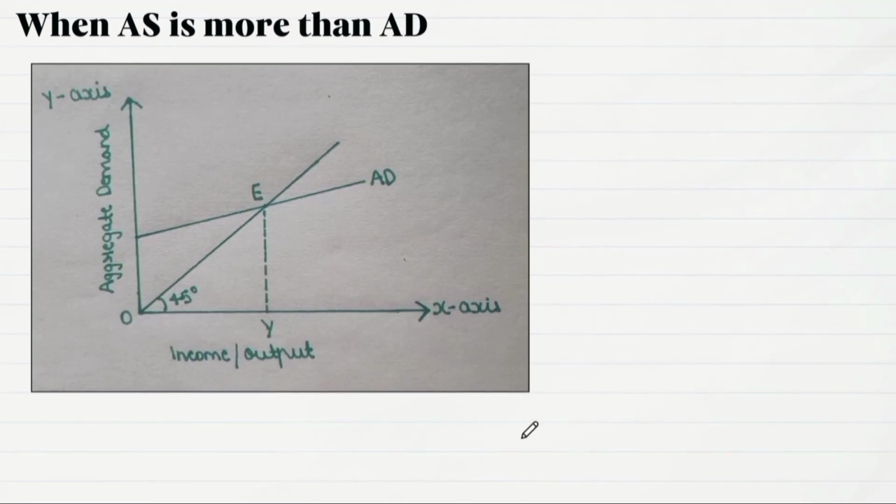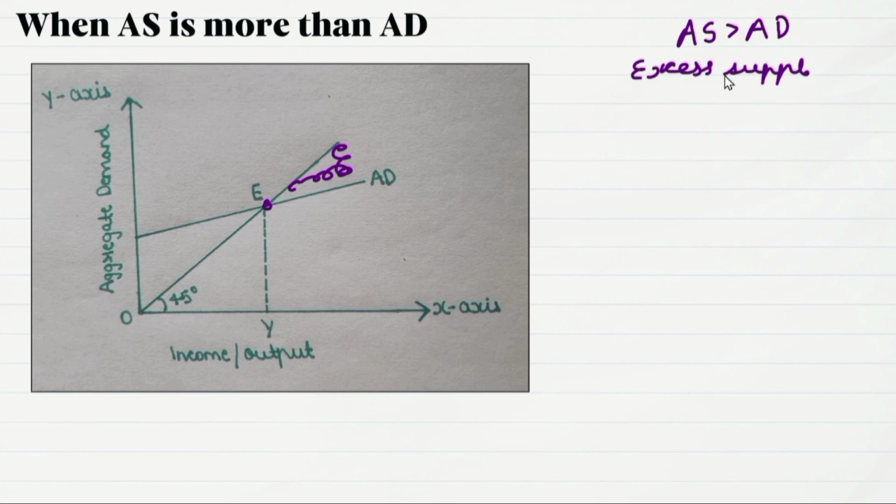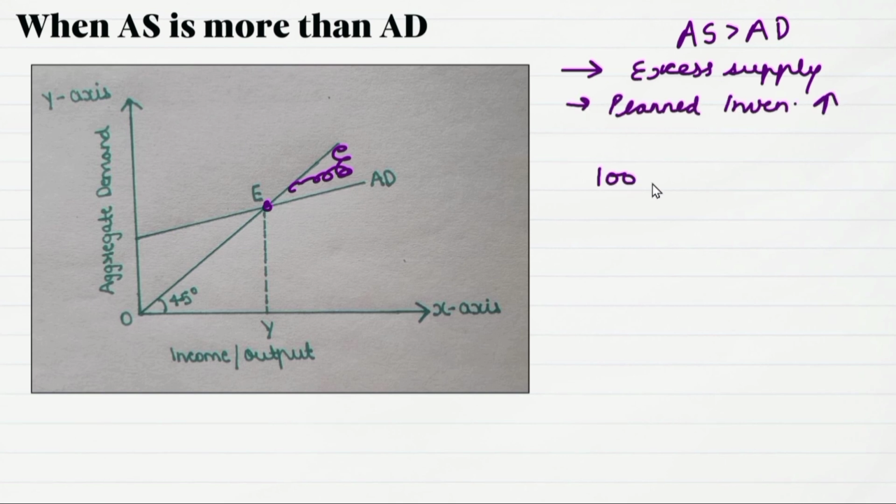And the next situation is when our AS is more than AD, which means we are talking about this portion. When AS is more than AD, it is a situation of excess supply. The AD curve lies below the 45-degree line. So it means that consumers and firms together are buying fewer goods than firms are willing to produce. As a result, your planned inventory would rise. So the firm wants to keep this much inventory, and they want to sell 1000 shirts, and they start their year with an inventory of 100 shirts.